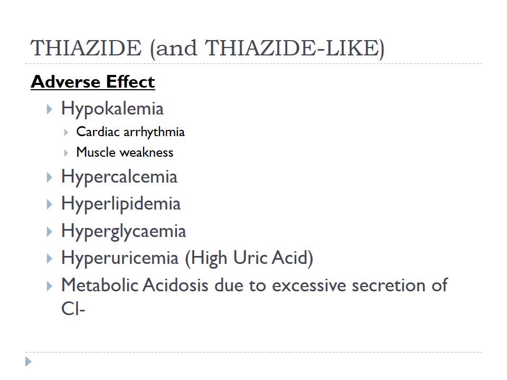Now, for all the thiazide and thiazide-like drugs, here are the adverse effects. Hypokalemia, so low potassium, which is not good. Remember, we said it could increase calcium, lipids, and glycemia, and it could also cause high uric acid as well. But we will see hypokalemia as the major bad effect that we have to worry about. Why? Because it can cause cardiac arrhythmias and muscle weakness. It may also produce some metabolic acidosis due to excess secretion of chloride.